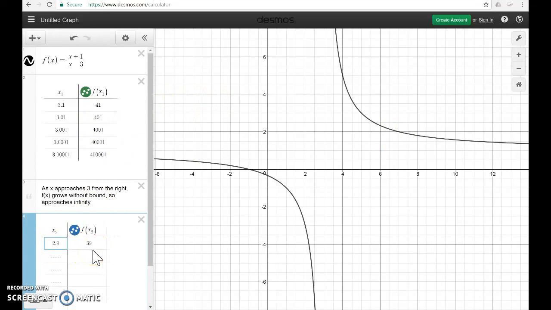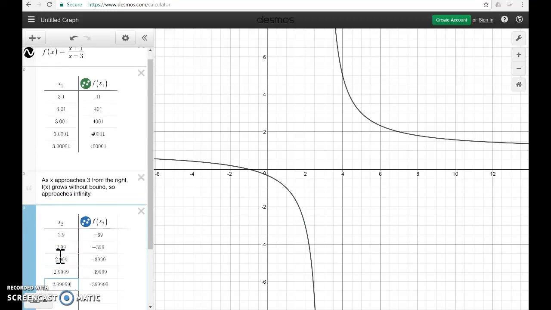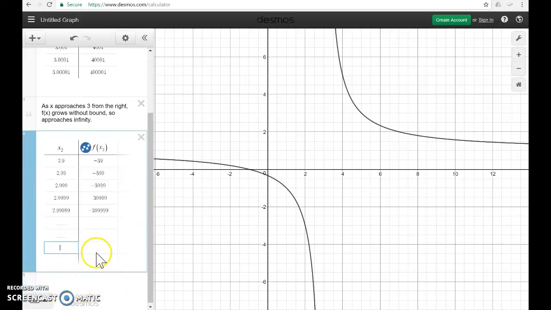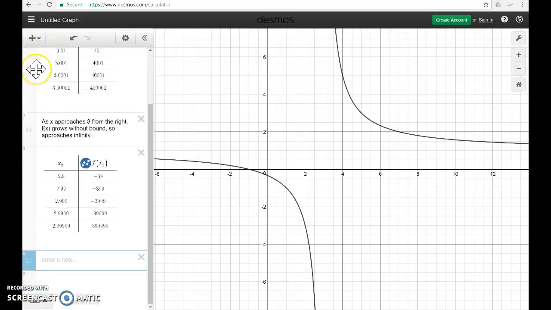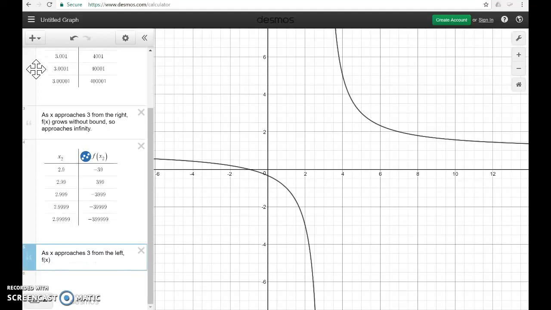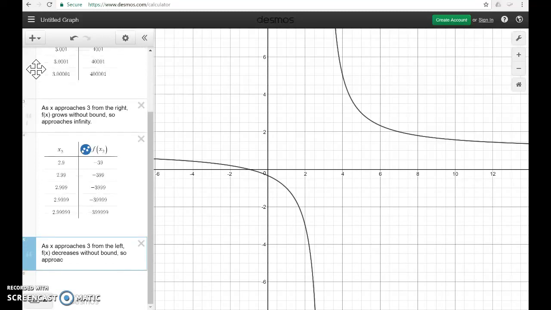So I'd have 2.9, 2.99, 2.999, and I'm just going to go out as many as I did before with the right side. So now I'm seeing that as x approaches 3 from the left, f of x decreases without bound. That is, it goes in the negative direction, so it approaches negative infinity.